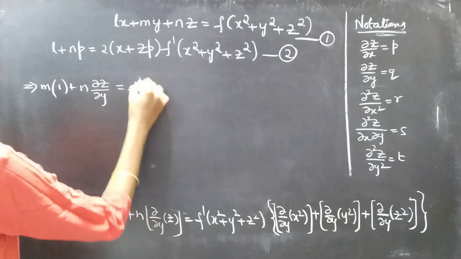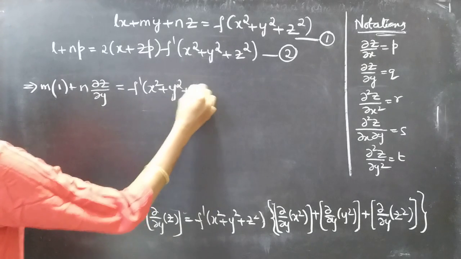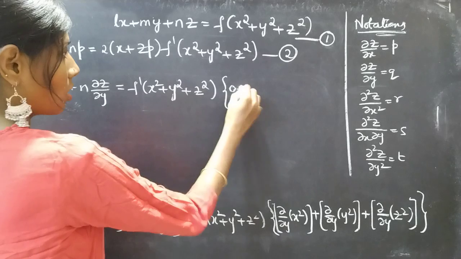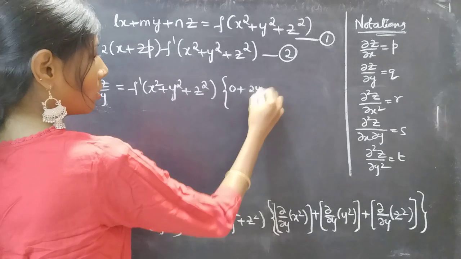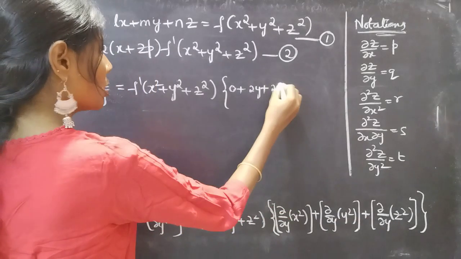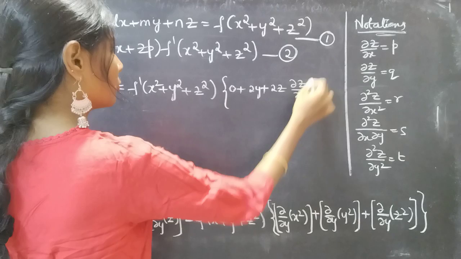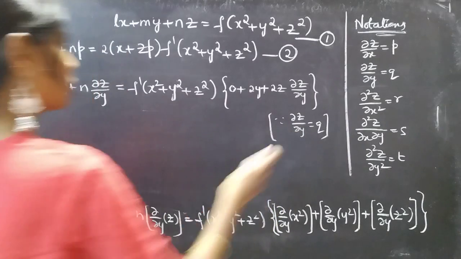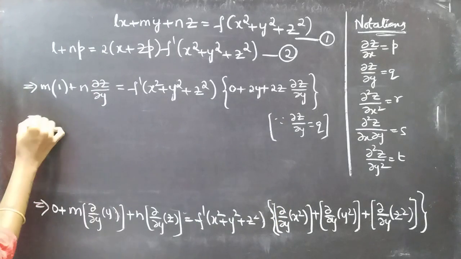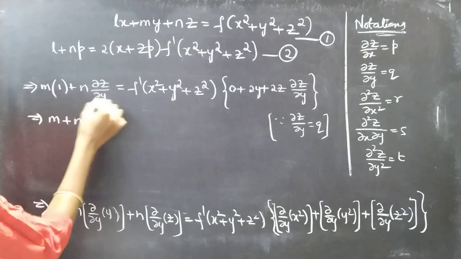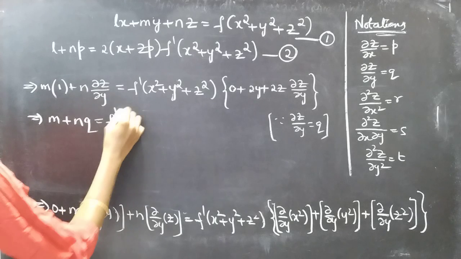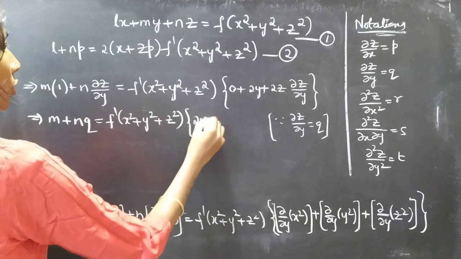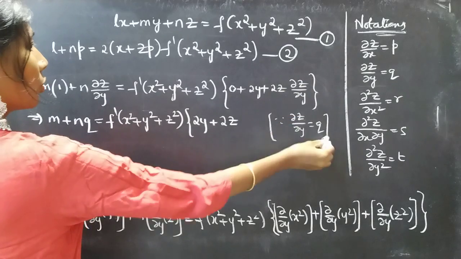equal to f dash of x square plus y square plus z square into the partial derivative of a constant with respect to y is 0, plus the partial derivative of y square with respect to y is 2y, plus the partial derivative of z square with respect to y is 2z into dou z by dou y. Since we have the notation dou z by dou y equal to q, let's replace dou z by dou y by q. Then we'll get m into 1, m plus n q equal to f dash of x square plus y square plus z square into 2y plus 2z into q.